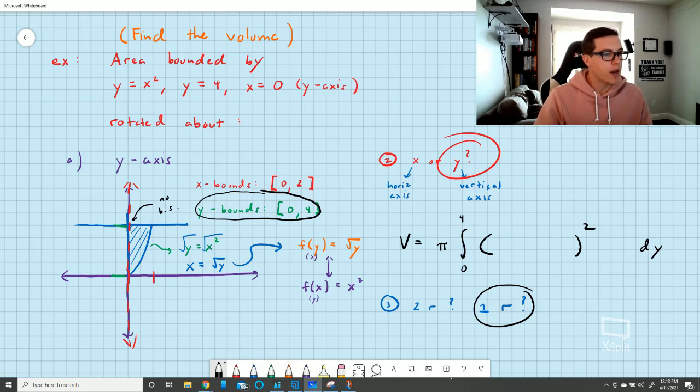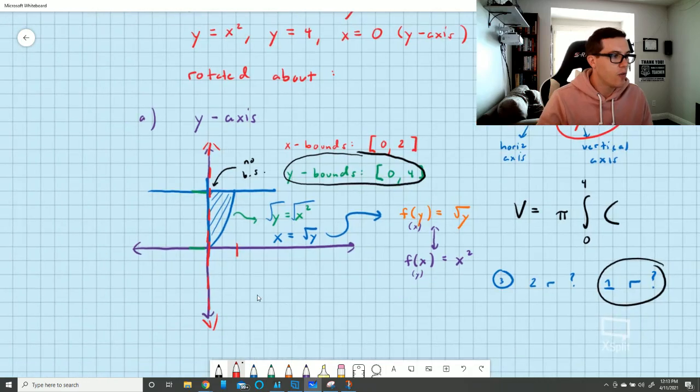So what is the radius? Well, this is where you've got to be a little careful. So let's go through this carefully. When you're talking about a function, the distance between the x-axis and the curve, that's known as f of x. That same rule applies if you're talking about the distance between the y-axis and the curve. That's called f of y.